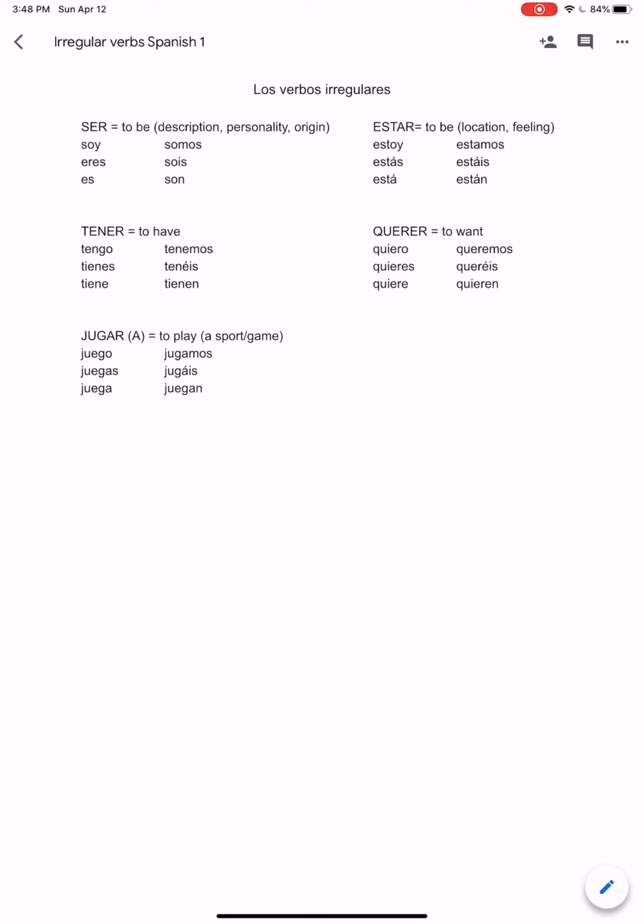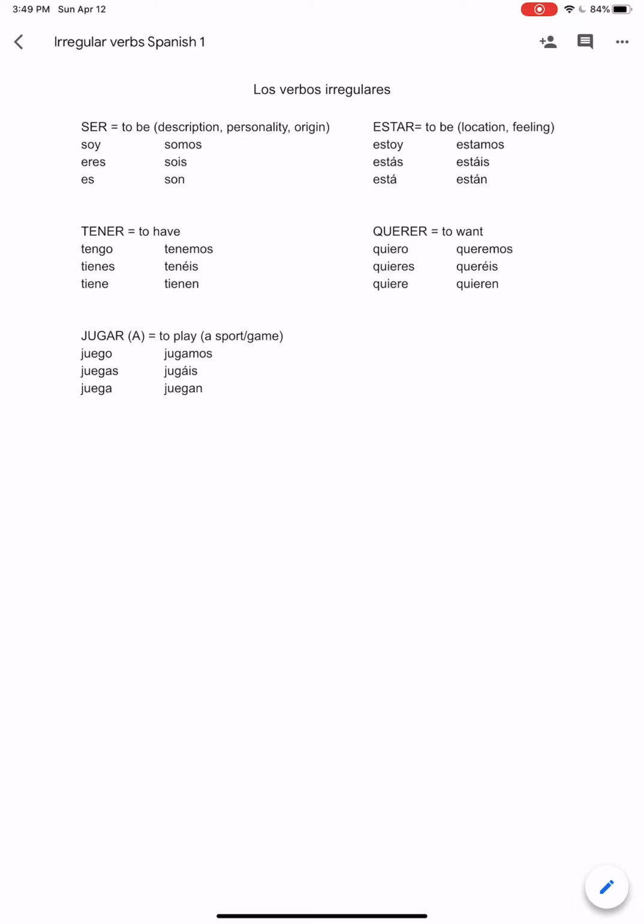Finally, with the verb jugar, which means to play a sport or a game, this verb also has a stem change. The change is from a U to the letters UE. For this conjugation, we end up with juego, juegas, juega. For nosotros, we go back to our original stem and we get jugamos. Vosotros is the same way, and we get jugáis. And finally, in the ellos, ellas, and ustedes form, we have our stem change with that UE again, and we get juegan.